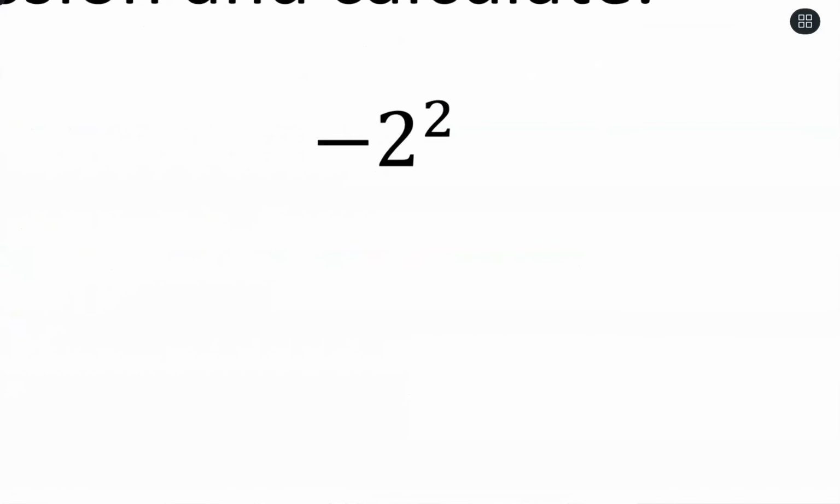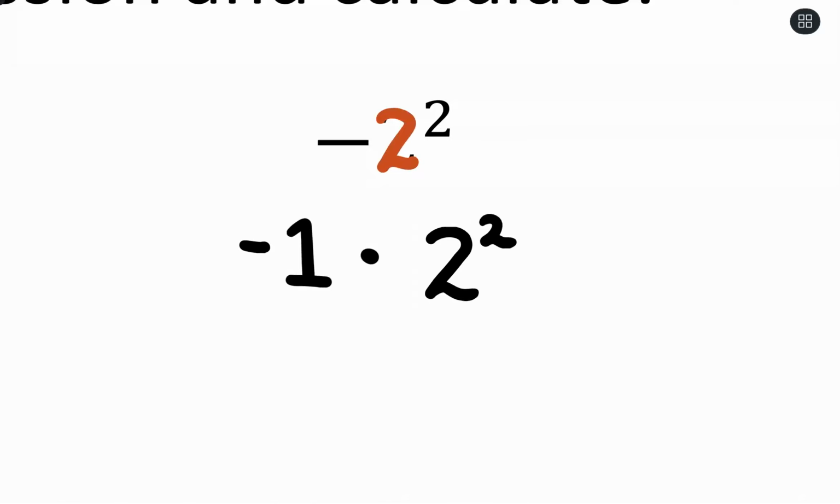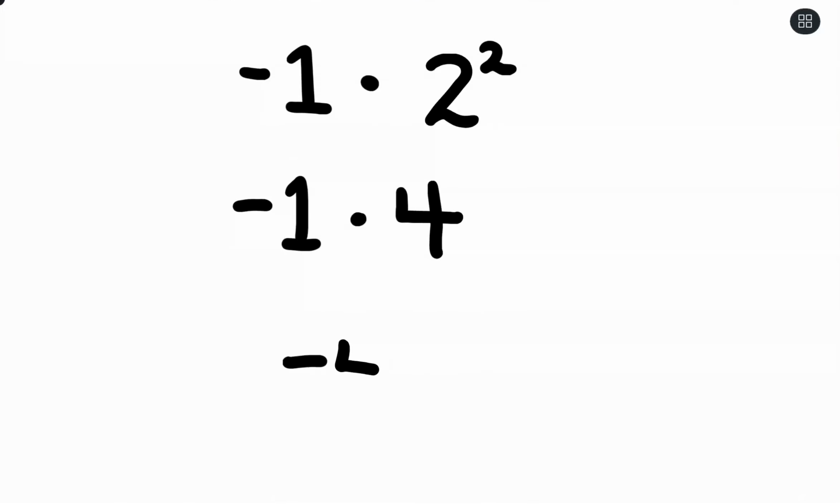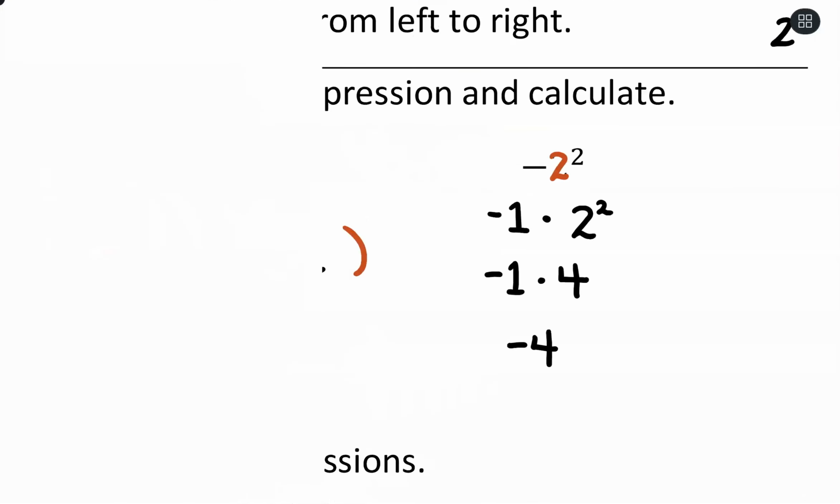Without parentheses, that negative just keeps hanging out front. What's being squared here is just the 2. If it helps, you could even rewrite this. It's like we have a negative 1 times 2 squared. And what we already found is 2 squared is a positive 4. So like a negative 1 times 2 times 2, which is positive 4. So that ends up being negative.